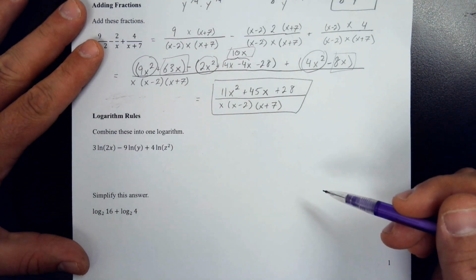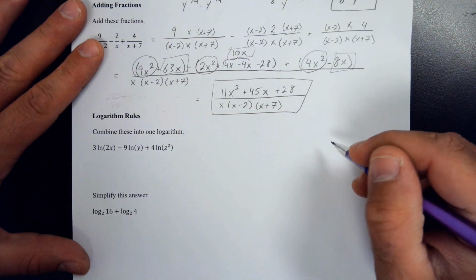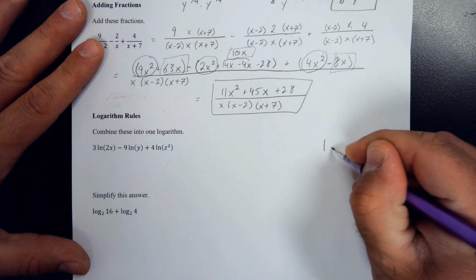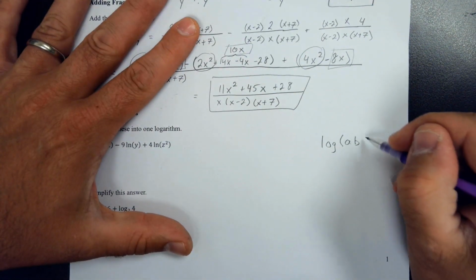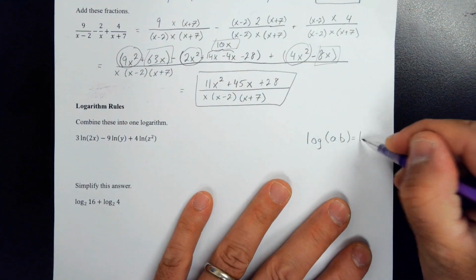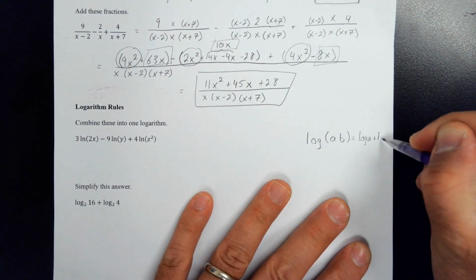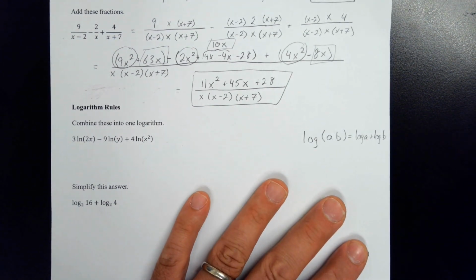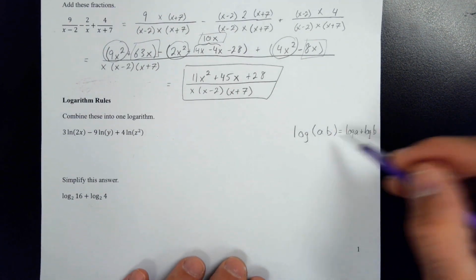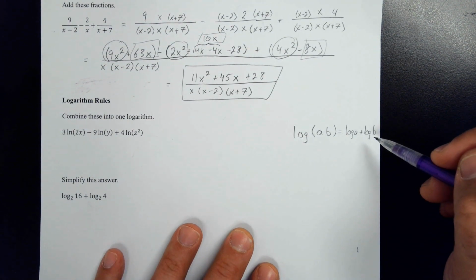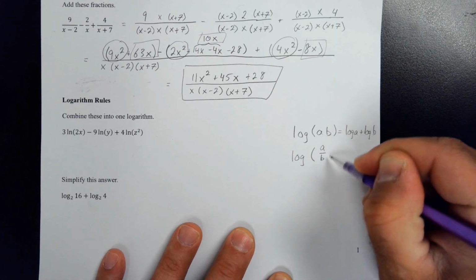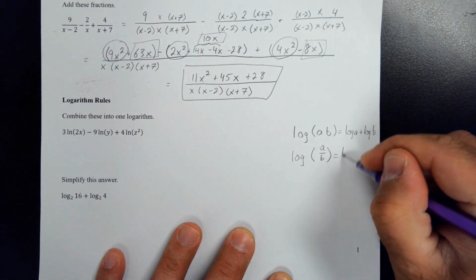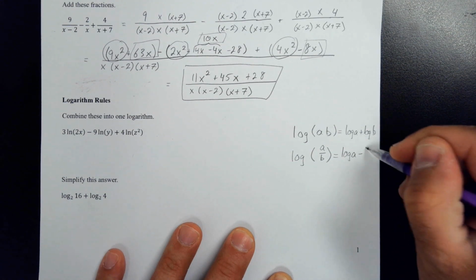Okay, for these two logarithm rules, we need to remember three things that are always true with logs. First of all, if I take a log, any base, and say a times b, well, that's the same as log a plus log b. So I can separate: they're multiplied inside the log, they're added outside the log. Similarly, if I have log of a over b, that's the same as log a minus log b.